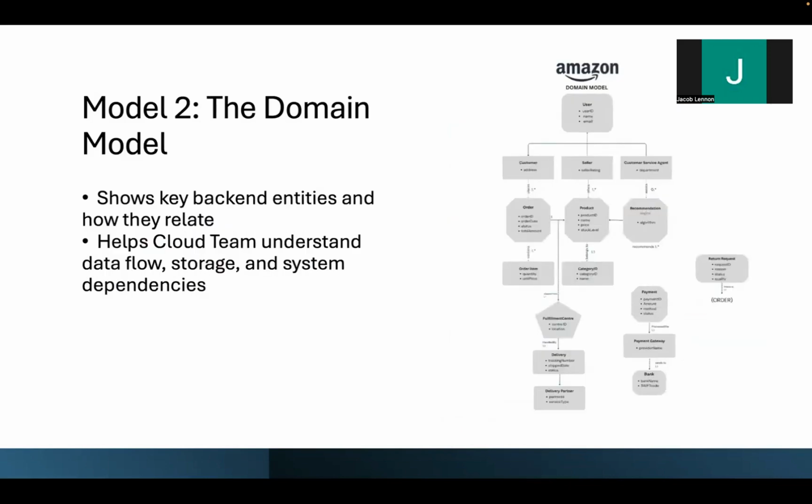The second model is the domain model, which is also taken from the SRS. This model shows the main backends of the system. For example, as you can see, the users, orders, products, the stock, and the payments, and how they're connected. And for the cloud team, this model is useful because it shows how the information is stored. It can identify areas that rely heavily on the cloud, such as more the database side of things and storage services, and which parts need more special attention to prevent the failures that could happen.